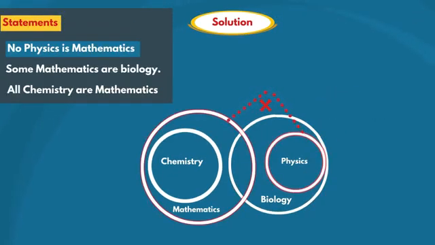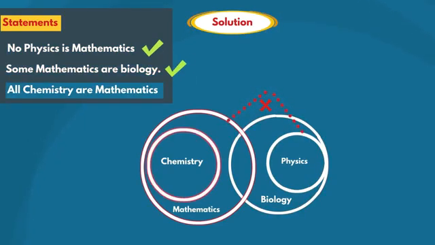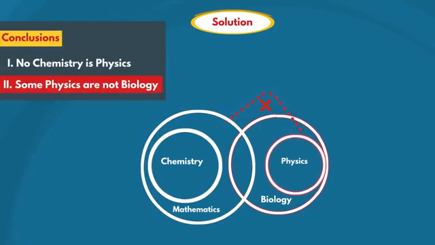Here, no physics is mathematics. Some mathematics are biology. All chemistry are mathematics. Now check the conclusion. Some physics are not biology. But in this alternate diagram, there is a chance of all physics being biology. So conclusion 2, some physics are not biology, is false.